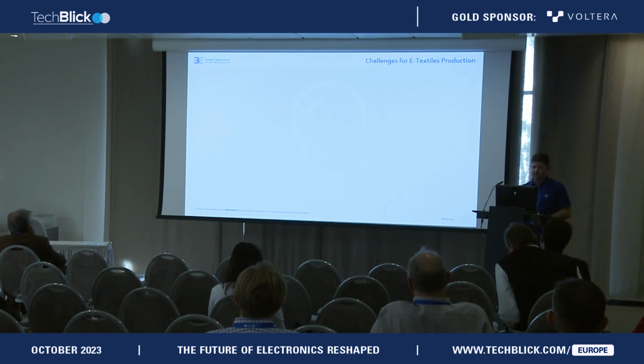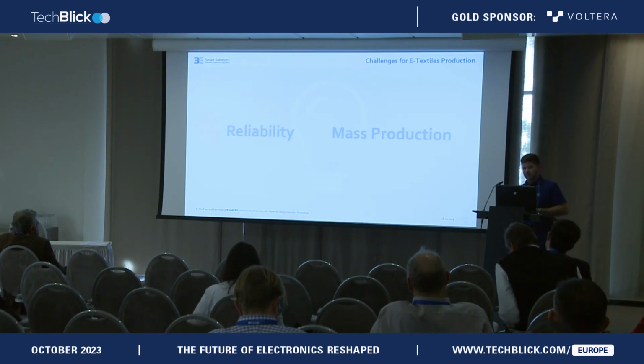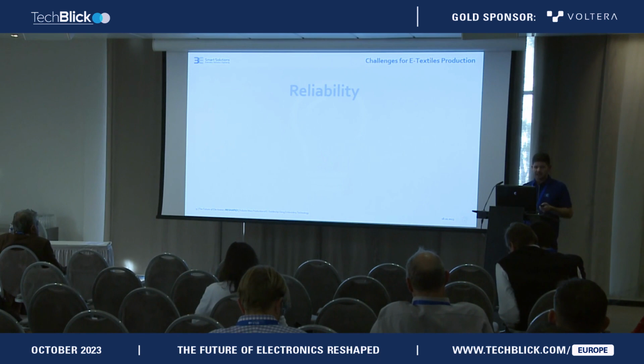So what are the challenges related to the e-textiles production that we see and that we try to address? We think that they can be related to either the reliability of the product or its mass producibility. So when we talk about reliability, we can break down the challenge into different stages. So let's say on the one hand side, of course, maybe the main issue is the connection between the soft material and the rigid and hard PCB or electronic component.